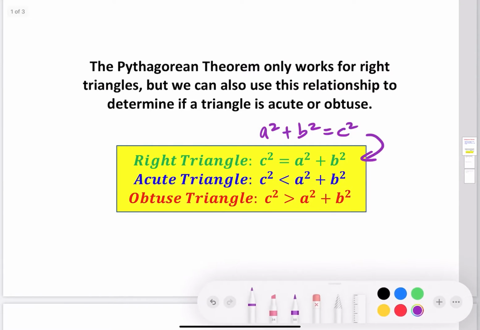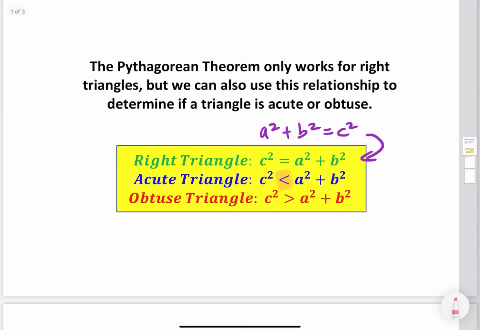Now, because we have it written in this format, we can replace that equal sign with a less than or a greater than sign. If c squared is less than a squared plus b squared, then it's going to be an acute triangle. Less means smaller, which means it's an acute triangle. Now, if c squared is greater than a squared plus b squared, well, greater means bigger, which means it's going to be an obtuse triangle.